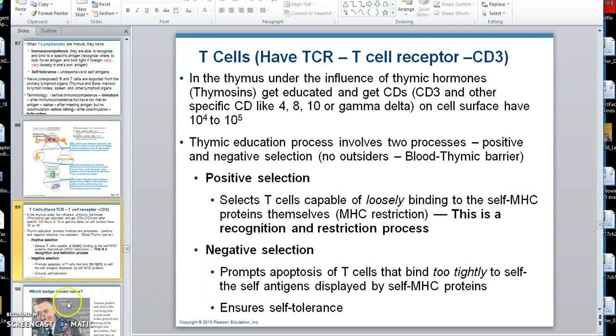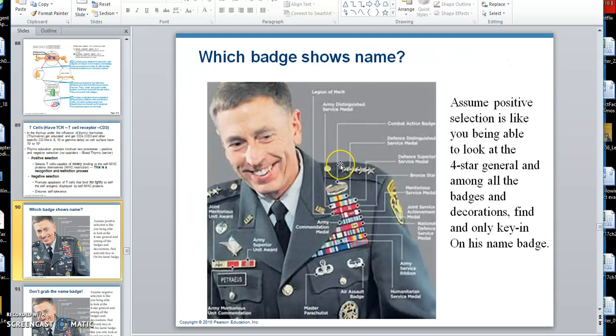Now, let me go to a picture I kind of put together. On this gentleman here, he has a bunch of name badges. But you're trying to determine, is he part of the United States military, not a foreign military? Of all these badges, you have to be able to look and say, what badge says that you are USA? What badge says that you're United States among all these others? That's positive selection. You could look at all these others and still not know which one you should look at to say, are you part of the U.S.? Okay?